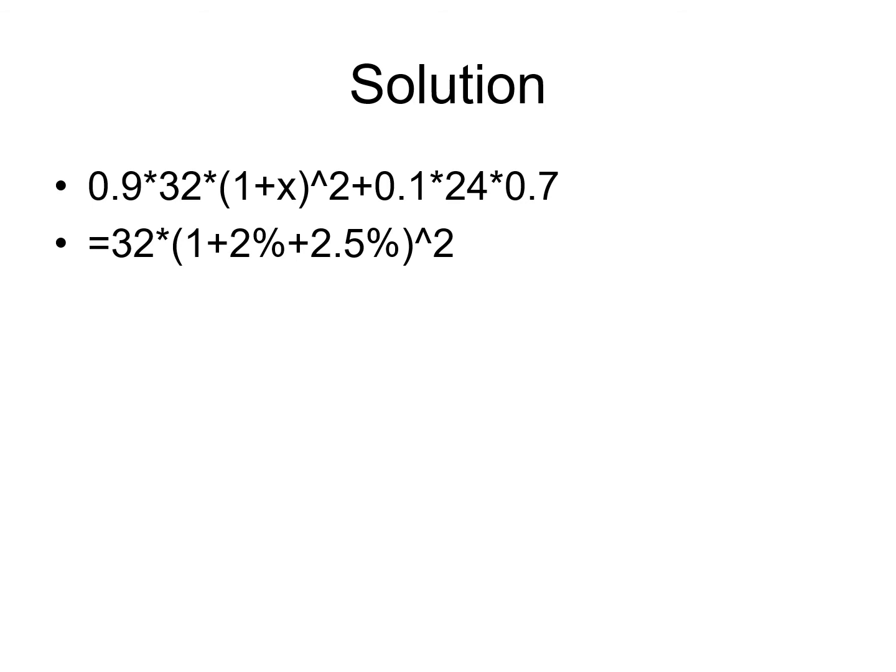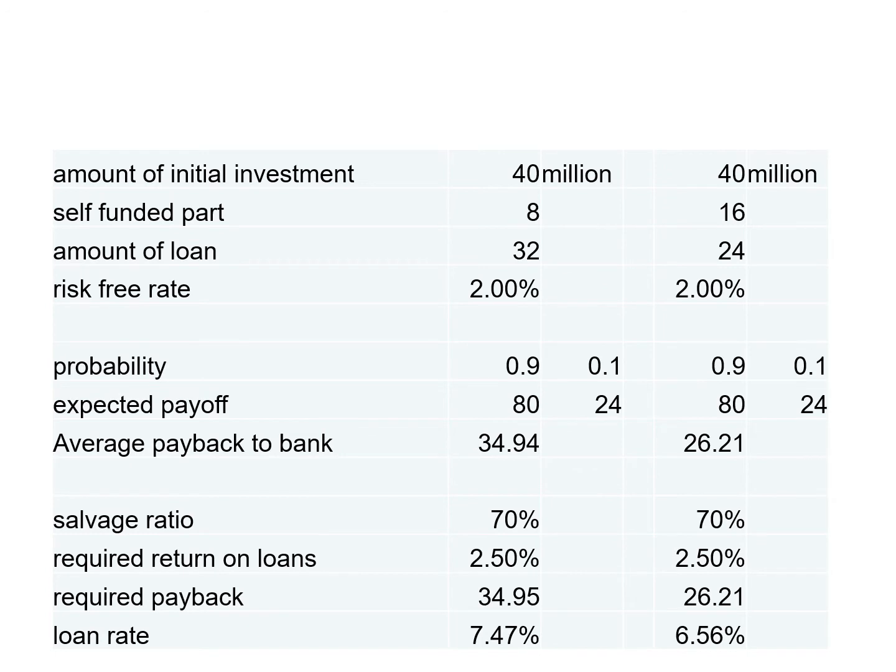32, that's principal, times (1 plus 2% plus 2.5%) squared. So this is 1 plus 2%, the funding cost of the bank, plus 2.5%, which is the required rate of return, and powered by 2, because compounding in 2 years. We use Excel to solve the problem, so we can look at the Excel result. So the amount of initial investment is 40 million.